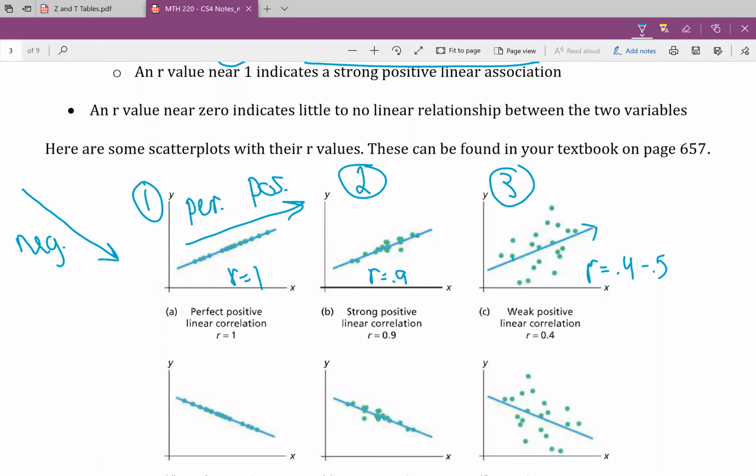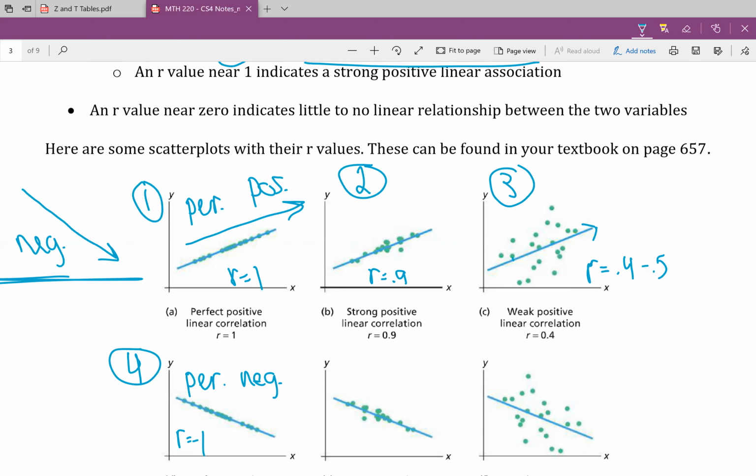Now let's look at these. We see that all of these are going down and to the right. So that's indicative of that negative relationship. So this fourth one, all of those dots are lying perfectly on the line. So this is going to be an example of a perfect negative relationship. So perfect negative means R is going to be -1.